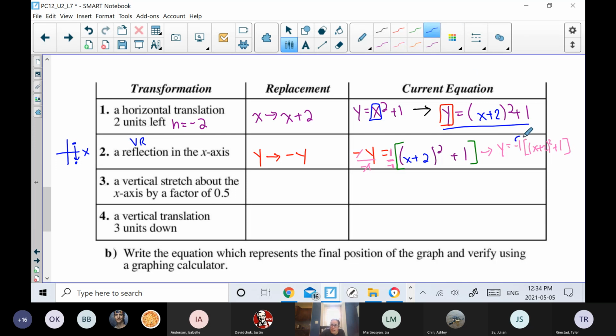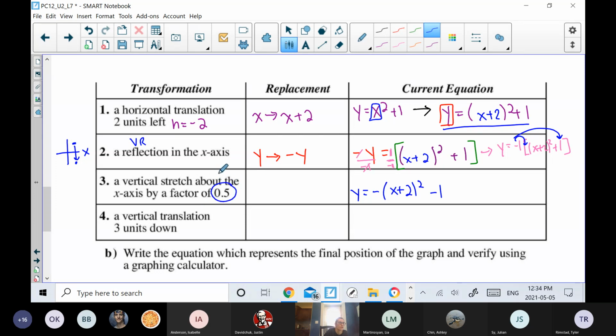How you would do that is I'm going to put that negative 1 in front of this x plus 2 squared, and I'm going to multiply it here. So my new current equation will actually be this: negative, and then x plus 2, close bracket squared, negative 1 times 1 is negative 1. That's my current equation. A vertical stretch about the x-axis by a factor of 0.5.